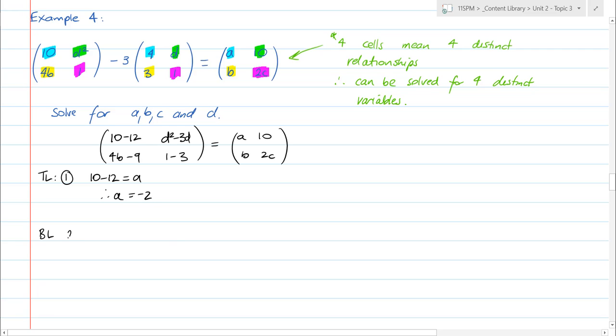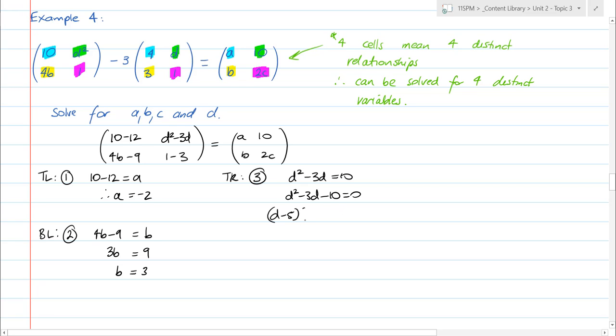And the bottom left statement, which I'll call number 2, will be 4B minus 9 is equal to B, which means that 3b is equal to 9 and b is equal to 3. And then I get top right, which is the harder of the four, but not that bad. I get d squared minus 3d equals 10, which means that d squared minus 3d minus 10 equals 0, which means that d minus 5, d plus 2 equals 0, and d could equal 5 or negative 2. And then I get bottom right, cell 4, 1 minus 3 equals 2c, so c equals negative 1.